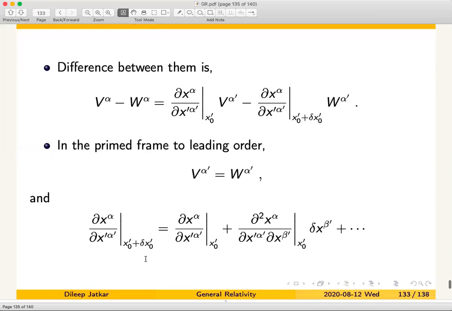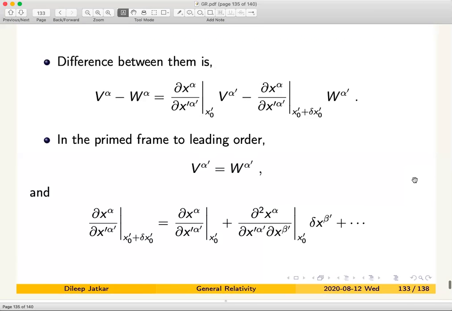So that's what I have done here. You write down del x alpha by del x prime alpha prime defined at x naught prime plus delta x naught prime, which is equal to the same quantity defined at x naught prime plus the next term in the Taylor expansion, namely the second derivative of x alpha with respect to x prime alpha prime and x prime beta prime, sorry, I forgot a prime here, times delta x prime beta prime. And so on, and all higher order pieces. Is that fine?